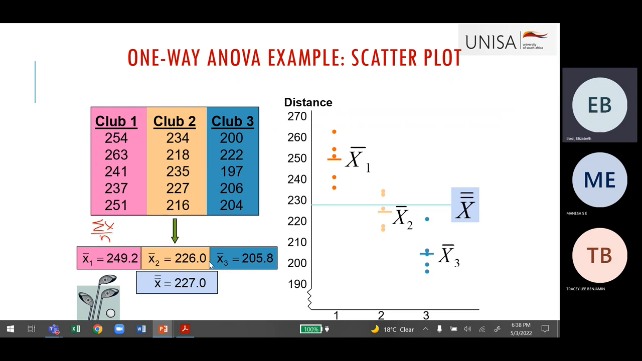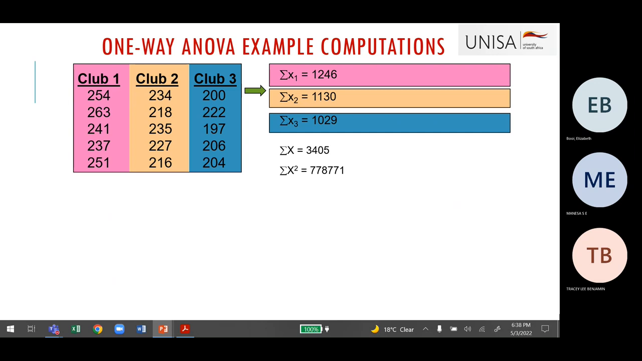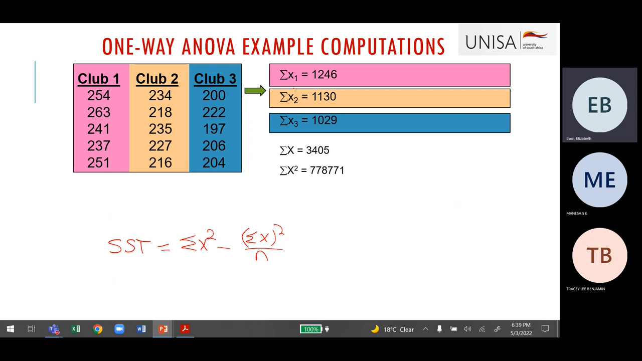In order to calculate SST, we need the sum of X squared minus the square of the sum of X divided by N. Here I can calculate the sum of each group. The sum of club one is 1,246, the sum of club two is 1,300, and the sum of club three is 1,029. So I have calculated that part.